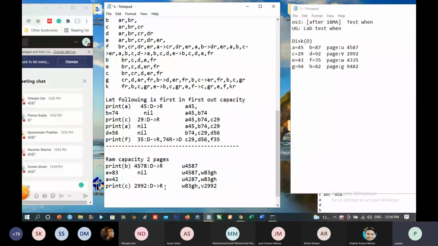4287 will be transferred back, and when the transfer of the W will be required, then a little bit more care has to be taken, because we cannot write down 83GH directly. In place of E we can write down 83, but in place of F we cannot write down the garbage data. So all these arrangements will be made as we were making it previously.